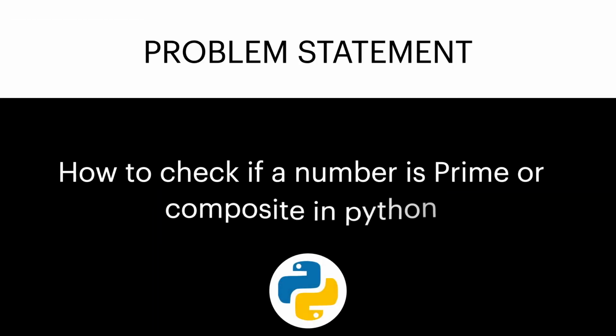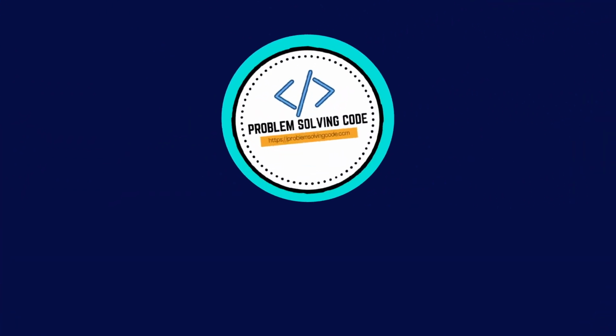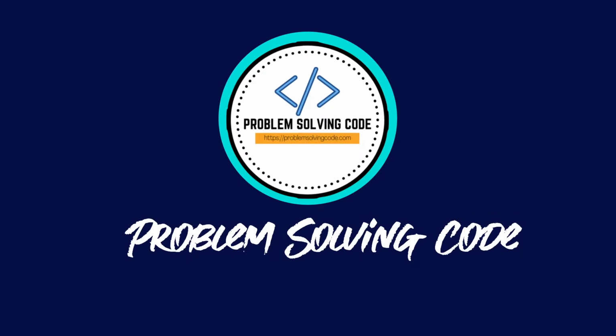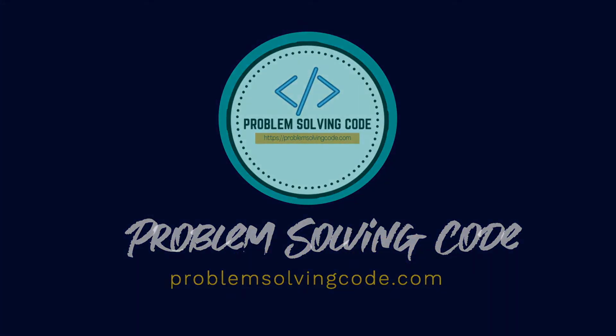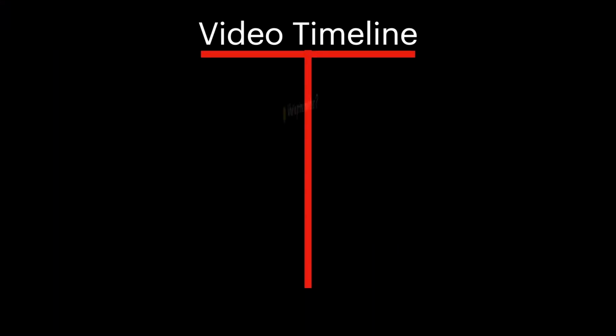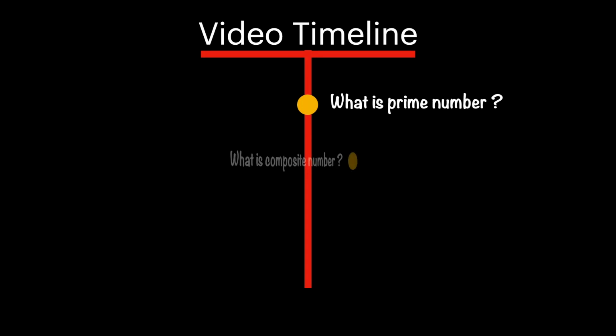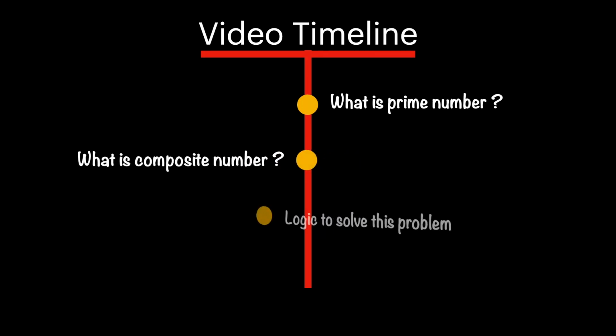In today's video, we are going to write a program that finds a prime and composite number in Python. In this particular video, we will first clear the concept of prime and composite numbers, and after that we will come up with a logic to solve this problem statement.